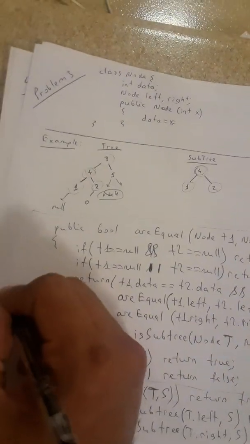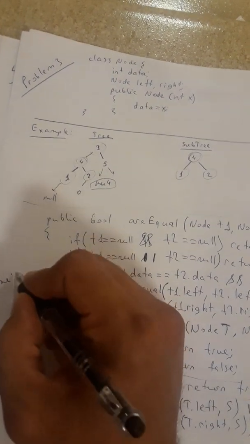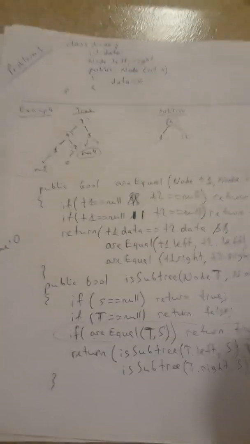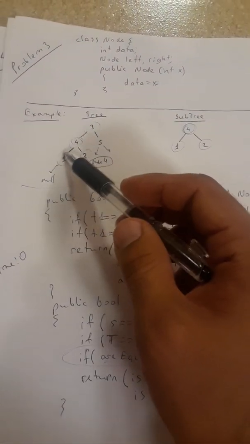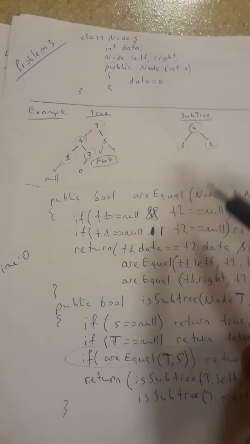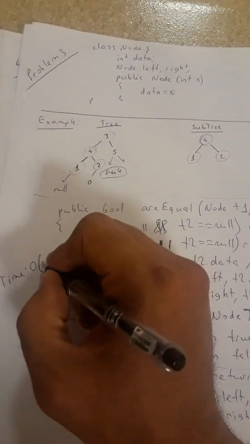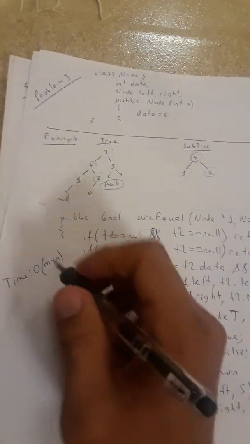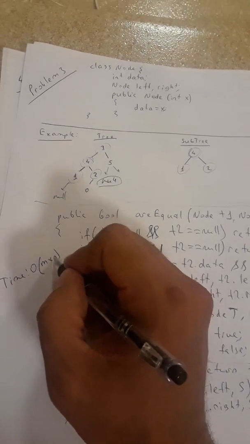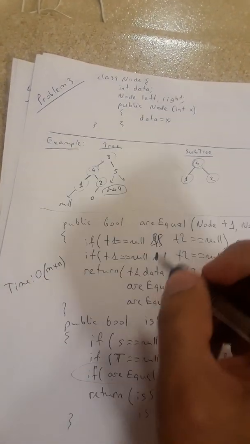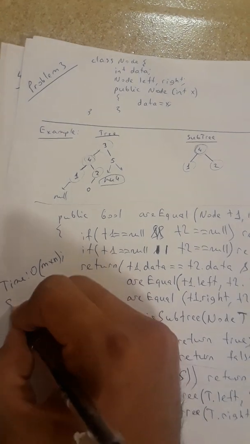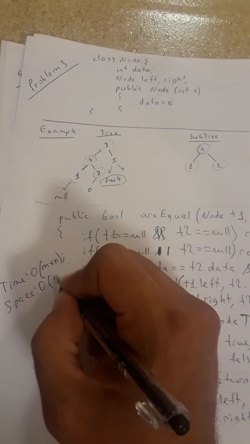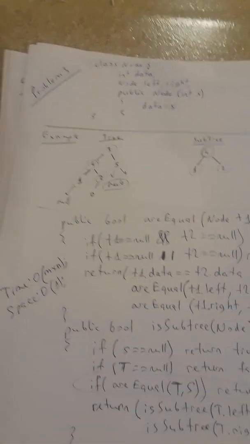So the time complexity for this particular function will be, in the worst case, that it goes through each node of the two trees. So it will be m multiplied by n, where m and n are the number of nodes of these two trees, and the space complexity will be O of 1, because we are not declaring any additional data structure.